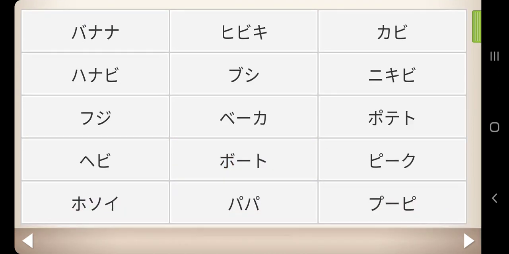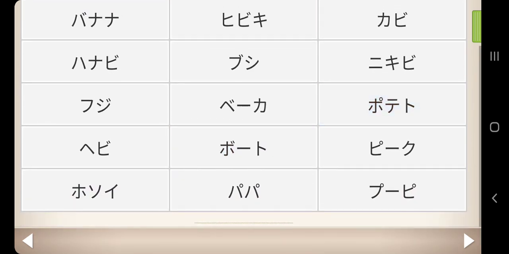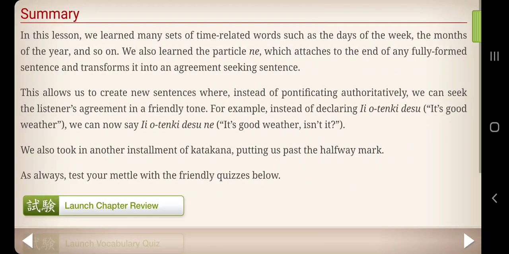What's that? Oh, this is the Po form over here. Papa. Poopy. Good stuff. End it on the poopy.